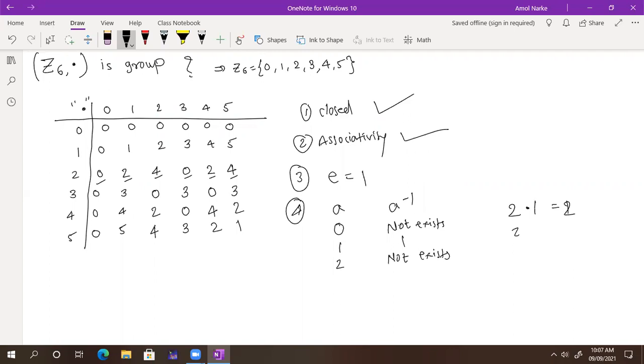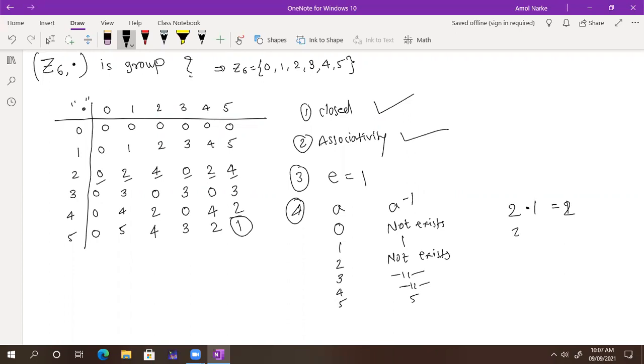What about 3? Does 3 have an inverse? It does not exist. 3 is the same. What about 4? Same, it doesn't exist. What about 5? 5 times 5 gives the identity element 1. 5 times 5 is 25, and 25 mod 6 is 1. So 5 has an inverse.